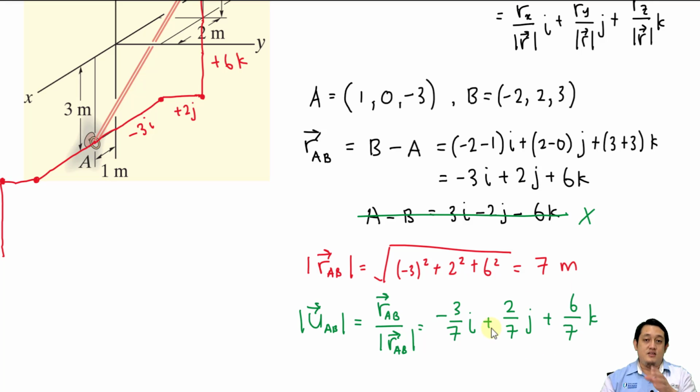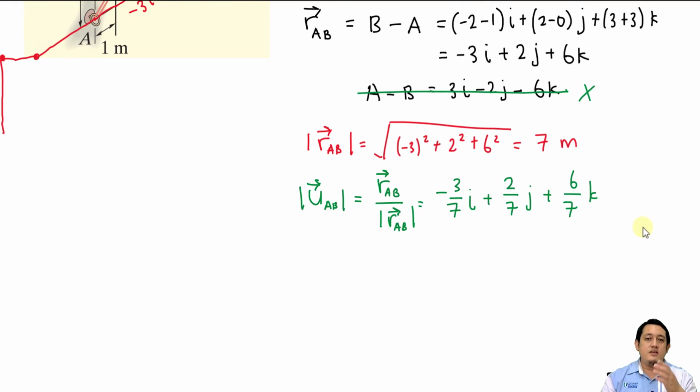Now, this is how you calculate a unit vector. Easy or not? Very, very easy. Now we have another important thing about the unit vector. This one is quite crucial. What about the magnitude of this unit vector? Let's try to calculate the magnitude of this unit vector.